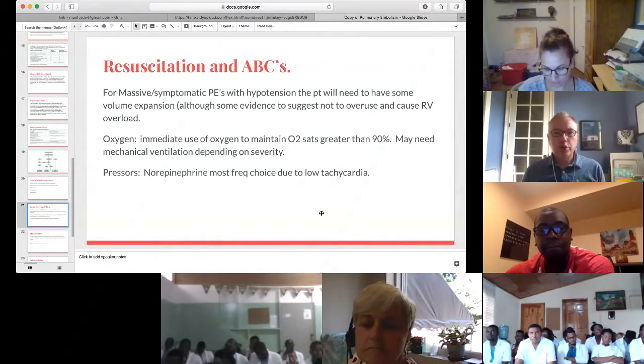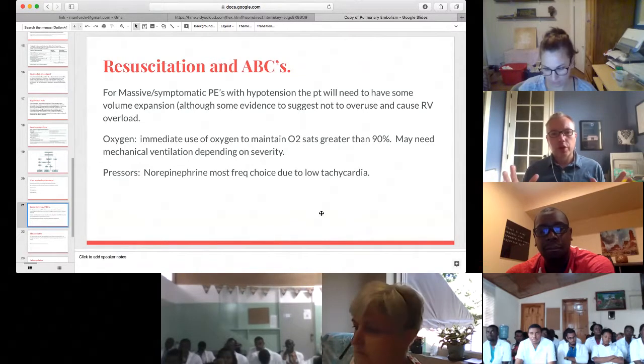We're going to give them fluids to try to help improve their hypotension, but we have to be careful not to give so much that we cause right ventricular overload and more dysfunction.